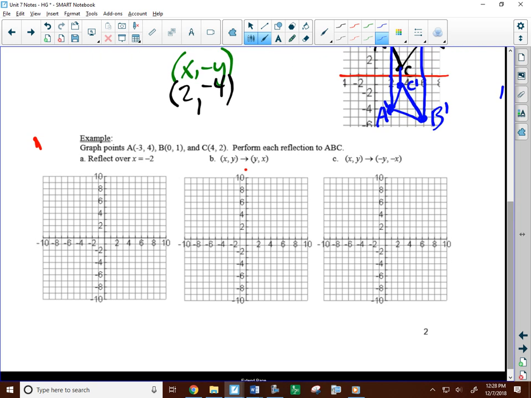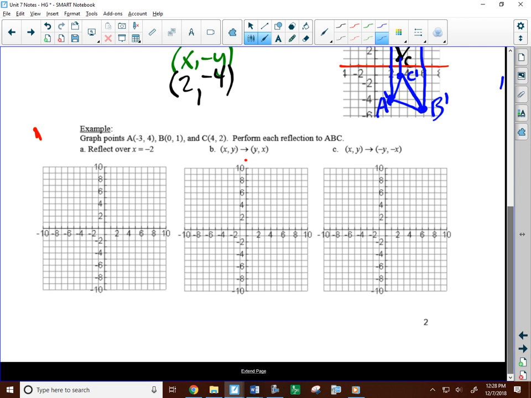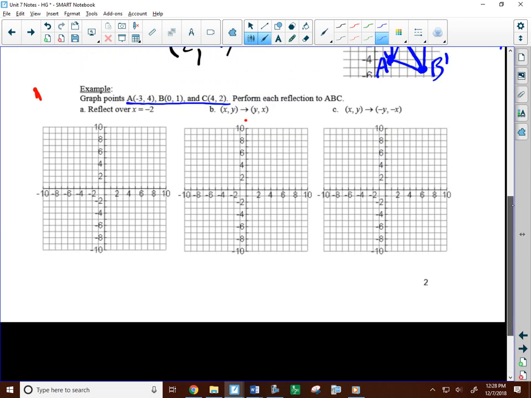Let's do the last 3. Let's go ahead and do this. I'm going to go ahead and graph. All of them start with the same points, the same triangle, and then we'll perform one reflection to each triangle. So I'm going to graph these 3.